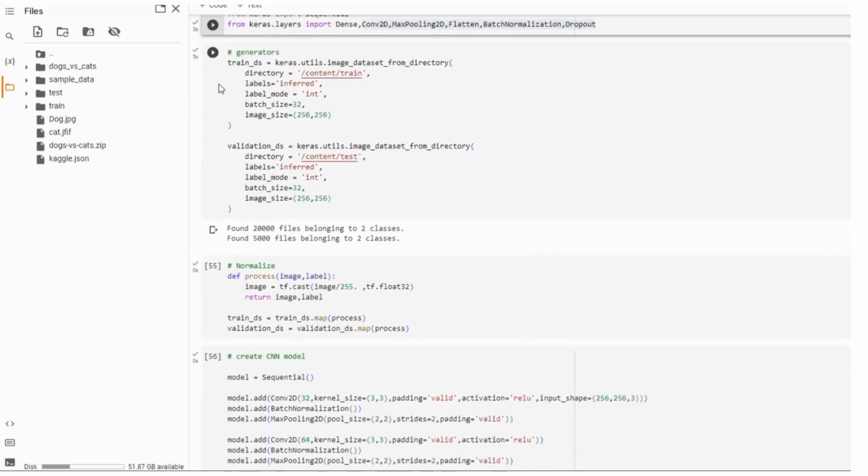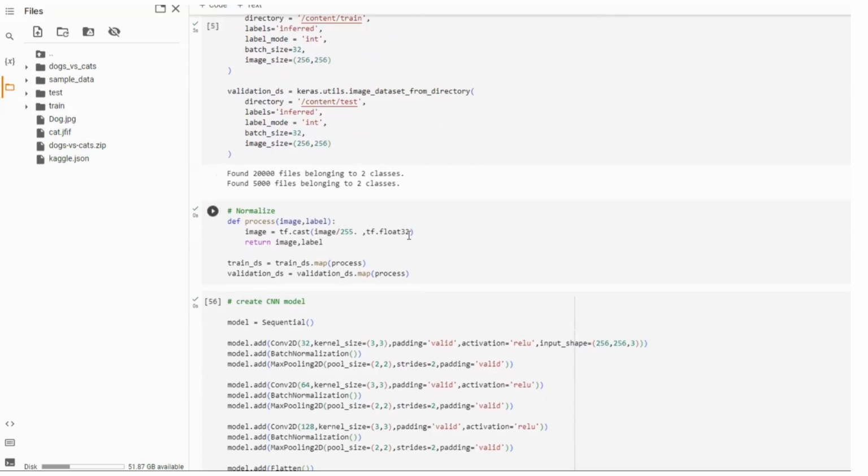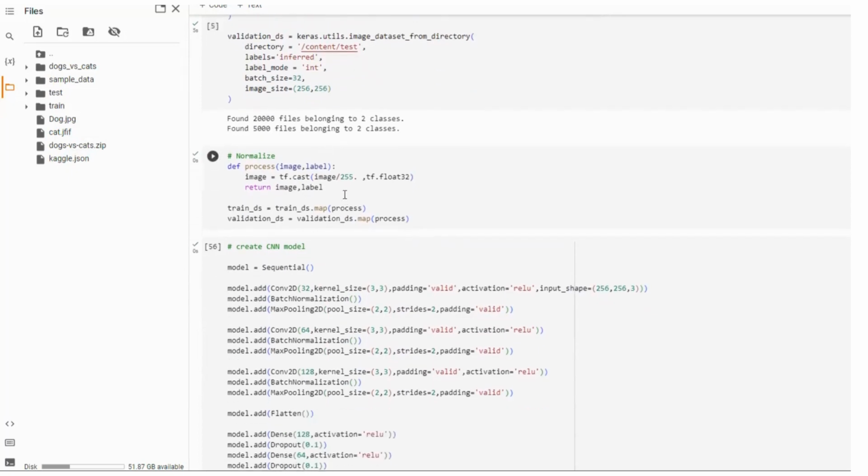Once this was done, we found out that there were 20,000 files belonging to two classes and 5,000 files belonging to two classes. That was, the 20,000 were in train, and the test were 5,000 files belonging to two classes. These files contained pictures of dogs and cats that we used to train the model with. Here we are normalizing the data.